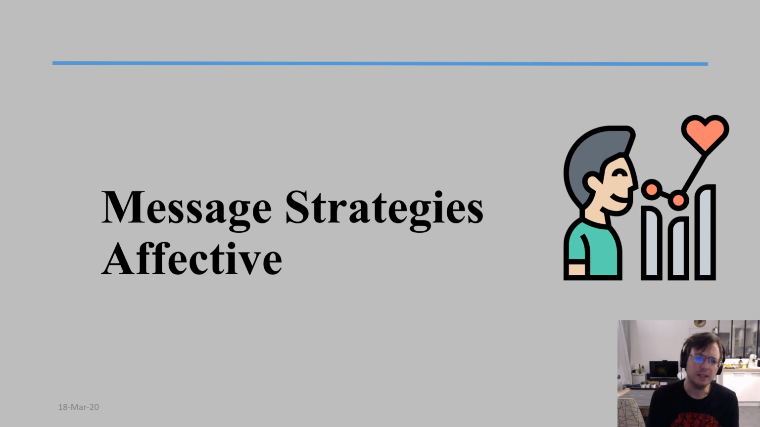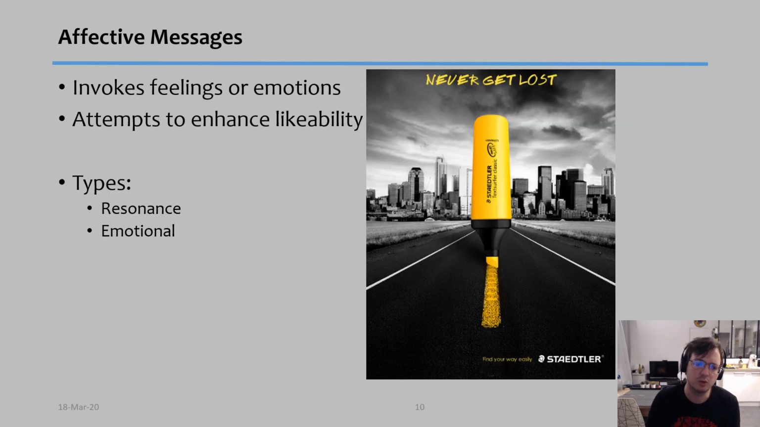All right, so the next big category of messages we have, now that we've covered the cognitive messages, is the affective message. Affective message comes from the word affection, and therefore it has to do with emotions. We subdivide this one into two main categories: resonance and emotional. Affective messages are messages that invoke feelings or emotions, and they attempt to enhance your likability to the brand. In other words, they tend to connect with you on a more personal level.